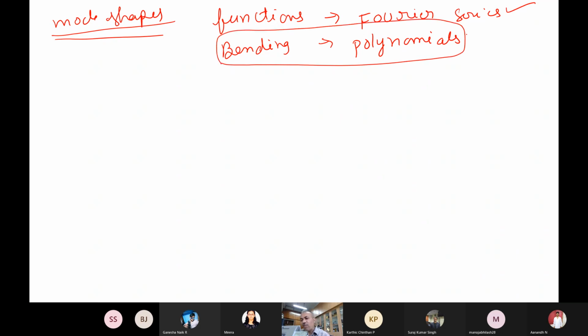Like all of you have done finite elements, right? In finite elements, what do you use? Do you use a Fourier series, or what do you use to represent the shape function or displacement field in any element? Polynomials. Did you use a Fourier series there? No, sir.